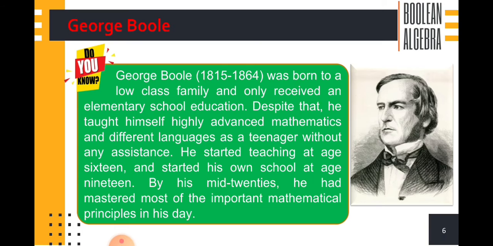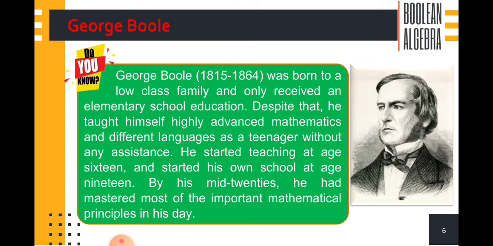So now you know something about George Boole. George Boole, 1815 to 1864, was born into a low class family and only received an elementary school education.